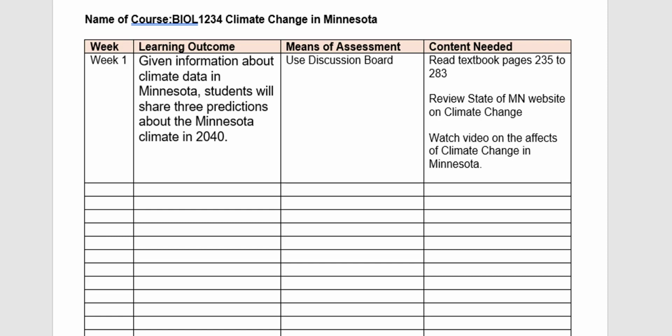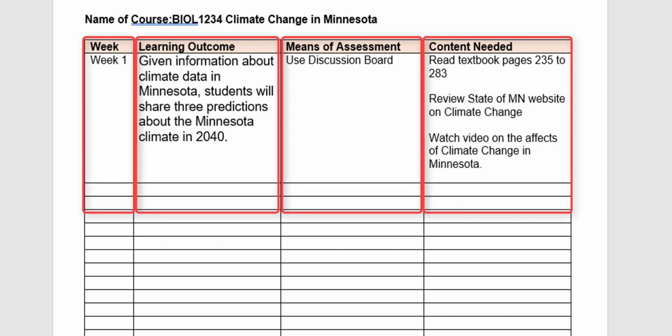To organize your process, I suggest creating a spreadsheet with 4 columns. A column for week, for your learning outcomes, for your means of assessment, and for your content needed. Write down your measurable outcomes, the means by which you will assess the outcome, and the content you plan to use so the students can show they met your outcome.